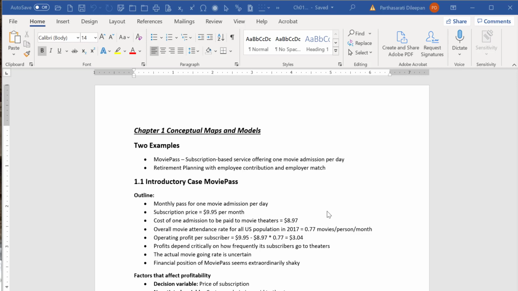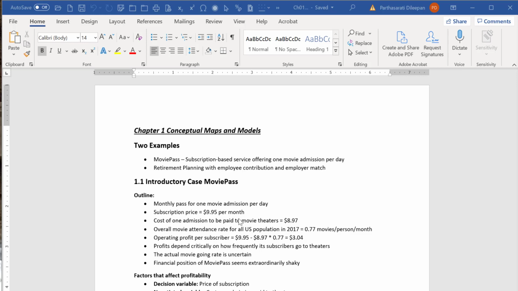Of course, one of the things that the company was hoping to do is to negotiate with movie chains to get some discounts on that. But for our purposes, let's assume that it is $8.97. In the next chapter, we will analyze what will happen if they are successful in those negotiations. But for the purpose of this chapter, let's assume that it's $8.97.